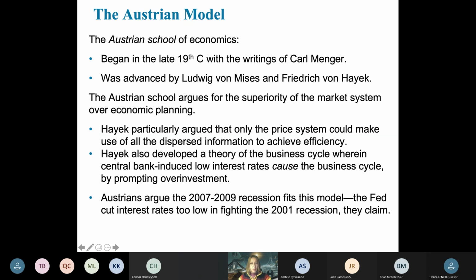Austrians, not necessarily living in Austria but followers of the Austrian School of Economics, argue about the most recent financial crisis. The Fed cut interest rates so low in fighting the previous recession, and therefore may have induced the cycle, because low interest rates led to too much investment into housing, and overinvestment as a result.